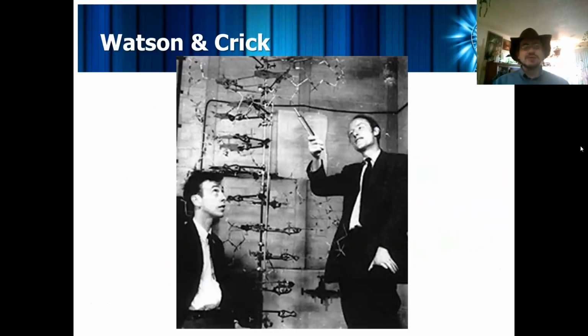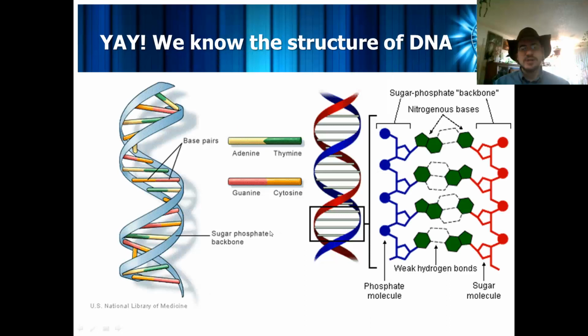So we now know the structure of DNA. Here's Watson and Crick posing for their photo with their giant model of DNA structure. And here it is, the double helix with the base pairs on there. The light yellow is adenine and the green is thymine, and then the red is guanine and the sort of orangey yellow is cytosine. So you can see guanine and cytosine are always paired together. Adenine and thymine always paired together.